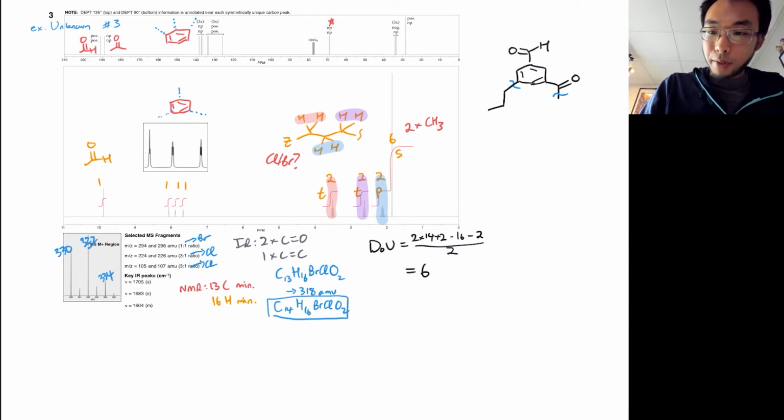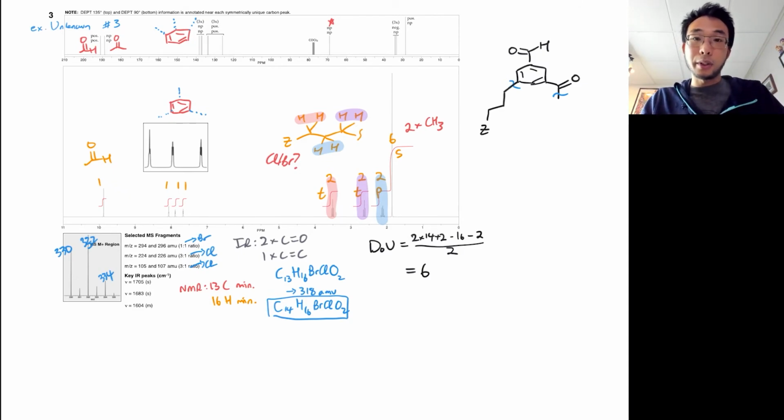So I would do that, 1, 2, 3. I'm still going to leave this as Z just because I didn't know if it was the chlorine or the bromine yet. I should go through and just see what I'm missing now. It looks like I'm missing just the two methyl groups and a chlorine or a bromine.